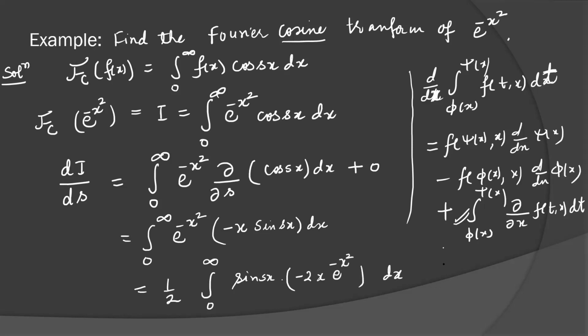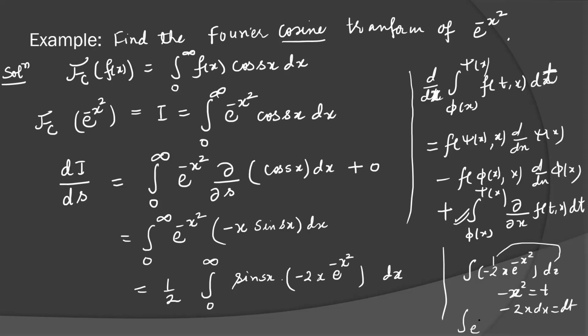Why am I writing it like this? If you integrate minus 2x e to the power minus x square dx and assume e to the minus x square equal to t, then minus 2x e to the power minus x square dx is going to be dt. So it will become e to the power t dt. This will be e to the power t, or e to the power minus x square. The integration of minus 2x e to the power minus x square is ultimately e to the power minus x square. So it will give you dI by ds.